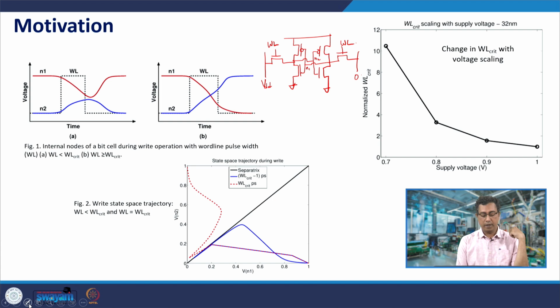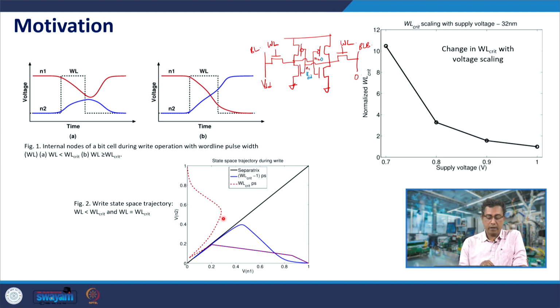So, N1 is connected to BLB through the access transistor and N2 is connected to BL through the other access transistor, the left side access transistor, and N1 stores VDD or is high, N2 stores 0. So, in this case N2 is pulled up, N1 is pulled down.